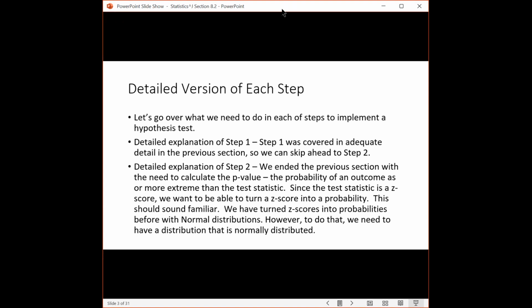And so what is the p-value? That's the probability of an outcome as or more extreme than the test statistic. Since the test statistic is a z-score, we want to be able to turn a z-score into a probability. That's what we're trying to do. So we've got a z-score, we want a probability. That should sound familiar because we turned z-scores into probabilities back when we did normal distributions. However, if we're going to do that, we need to have a normal distribution. We can't just do that with any old distribution.